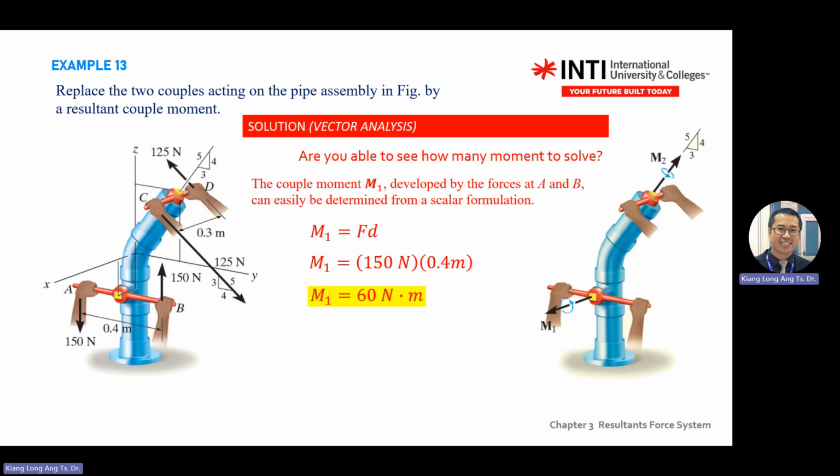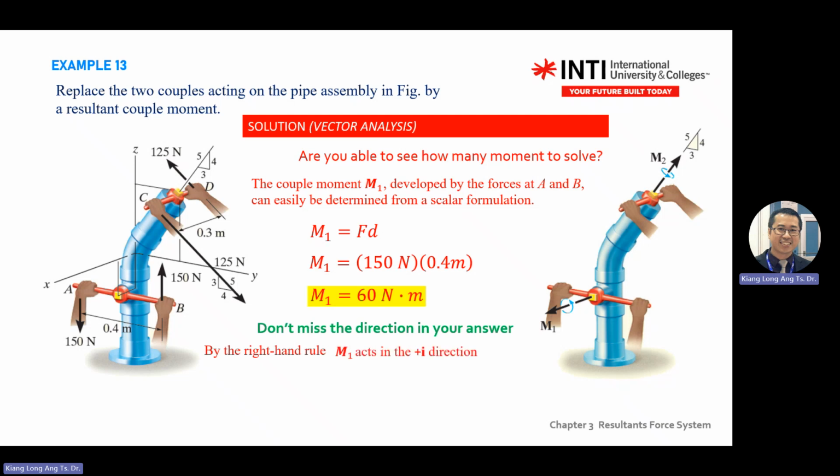M2, what's the magnitude of M2? 125 multiply. What's the moment created by this couple? F is what? 125. What is the D? This one, 0.3. You get this one.